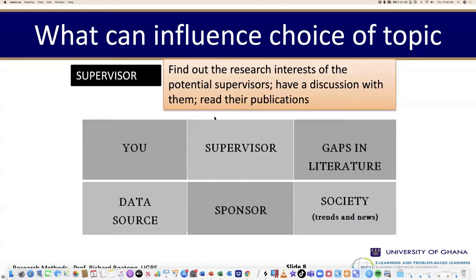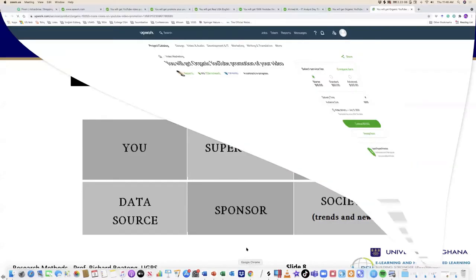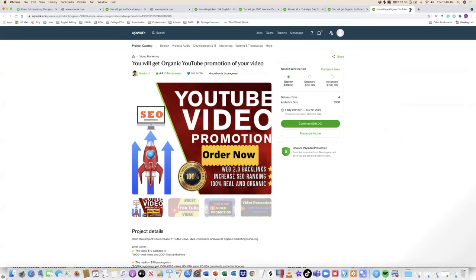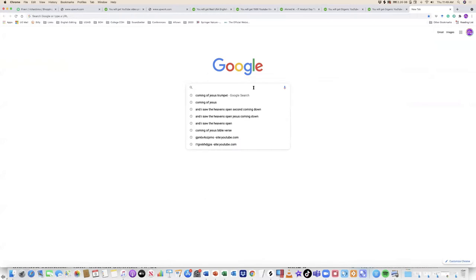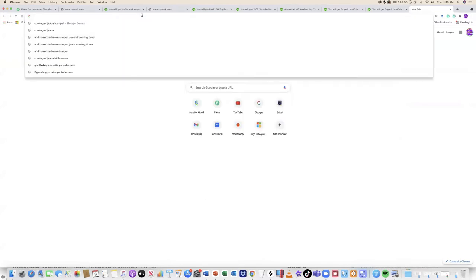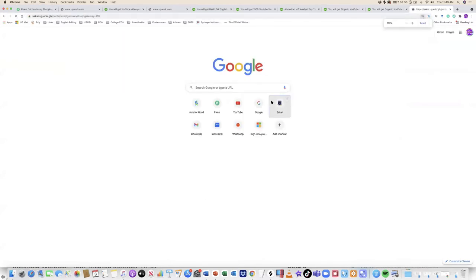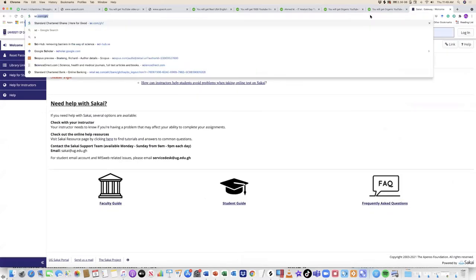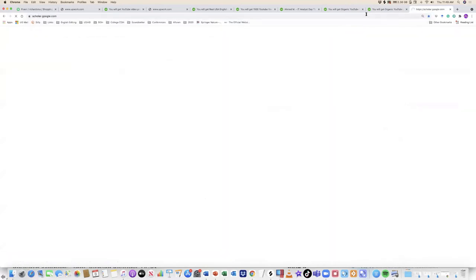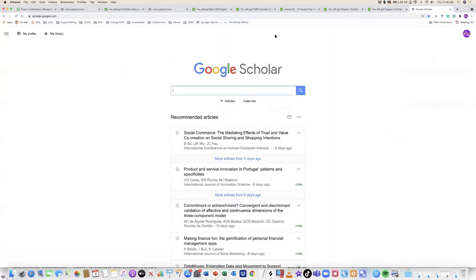go to the online platform. Let me just share my whole desktop because we'll be going up and down a lot today. So let's go straight to a platform called Google Scholar. So it's called Scholar. Let me zoom in a little bit so that those of you can see better. That's scholar.google.com.